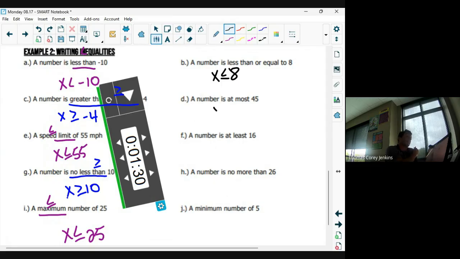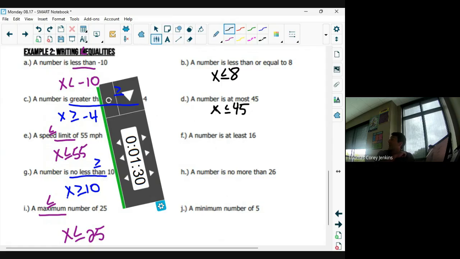How would I write D as an inequality? So yeah, this one gets confused a lot because you see most and you think greater than. But if it's at most, less than or equal to, good. So anything, if it's at most 45, then we're either 45 or less. So less than or equal to. And again, these just take practice.